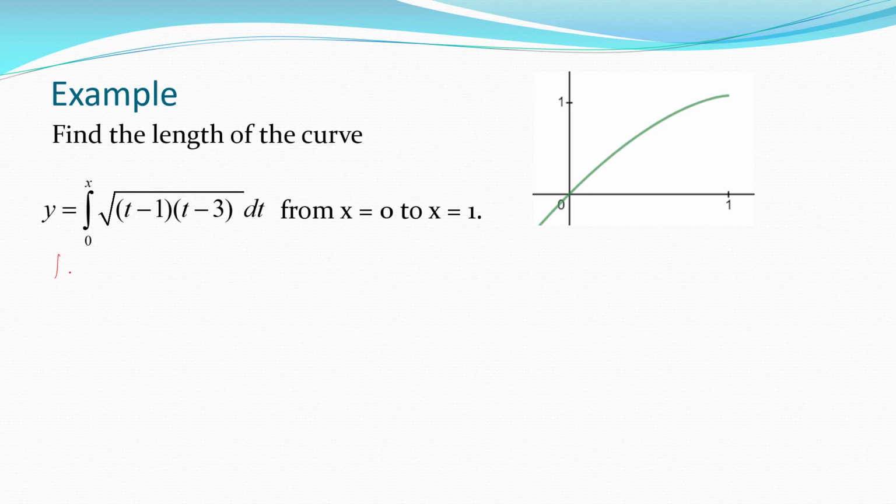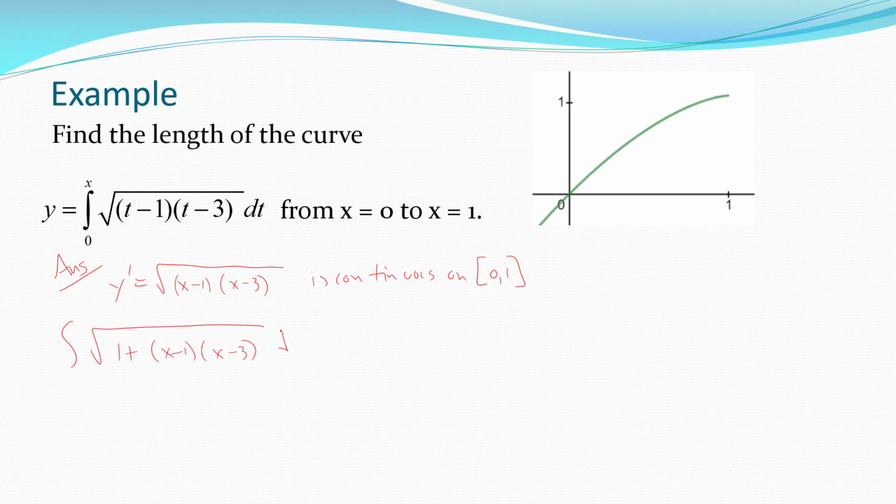I would like to know the arc length. To do so, let's just quickly make sure the derivative is a continuous function. By the fundamental theorem of calculus, this derivative has got to be just the square root of (x minus 1) times (x minus 3). And that is certainly continuous on that closed interval. So I can use the arc length formula. So I need to know the integration of the square root of 1 plus the derivative squared, which gets rid of the square root. So you have (x minus 1) times (x minus 3) dx as we do the integration from 0 to 1.